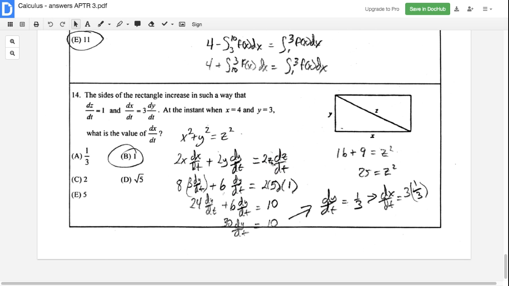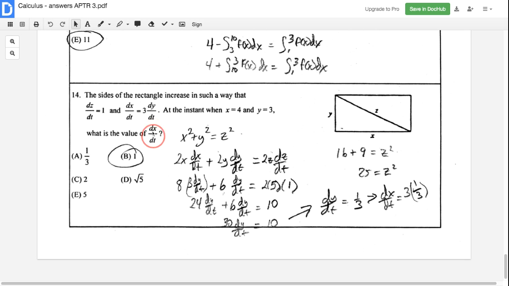And 2 times z, I don't have z. Again, if I need something, I go back to the original. So I plugged in 4, I plugged in 3. Z squared equals 25, so that means z equals 5. So that means this side is 10. So 24 and 6, I put those together, gives me 30. I divide by 10, that gives me dy dt equals 3. So dy dt equals 1/3.